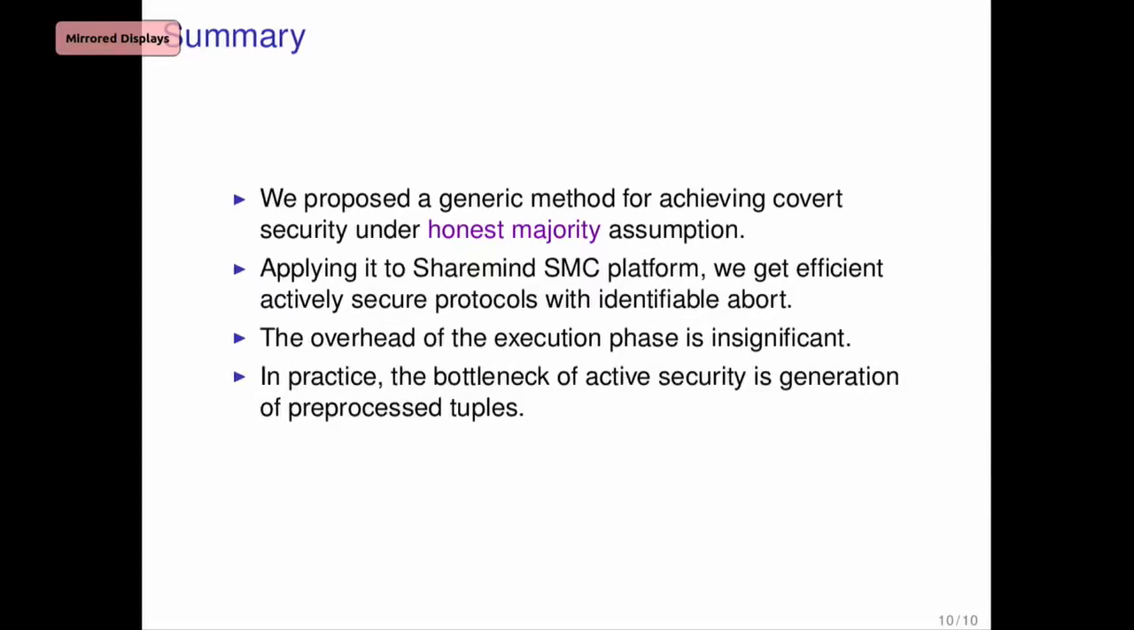And in practice, when we benchmarked it, the bottleneck of this active security for Sharemind that we measured was the generation of preprocessed tuples. So even if we could somehow reduce the signatures or improve our verification step, it seems that still the most important thing that we should optimize is how these preprocessed tuples are generated. And fortunately, since many other platforms also deal with this tuple generation, we can also take some of their ideas that we could apply in our paper to make it more efficient.